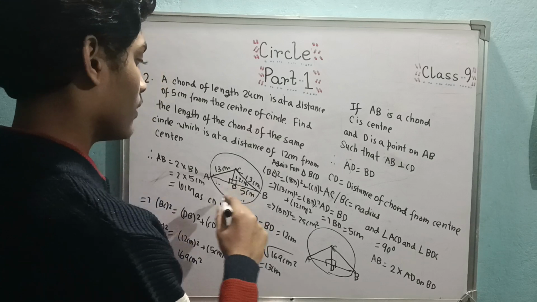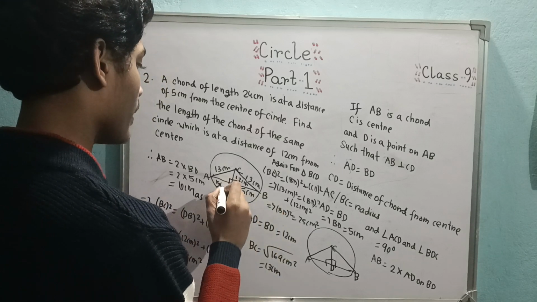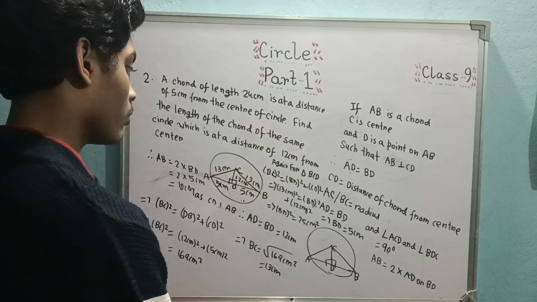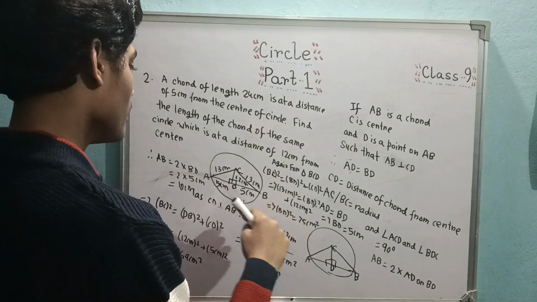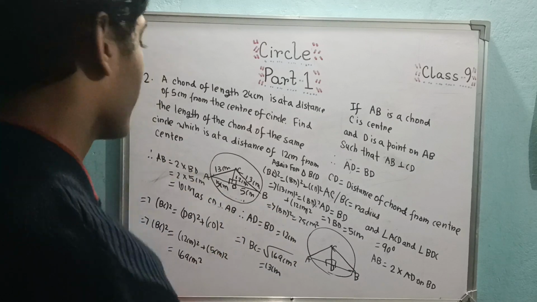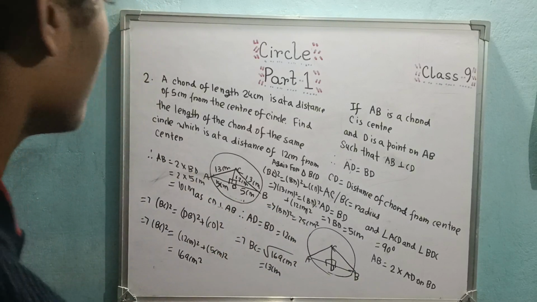See here, as DB is 5, so AD should also be 5, AD equal to BD because of this perpendicular. Then AB is AD plus BD, or 2 into BD. So 2 into 5, 10 cm. How did we complete this question?